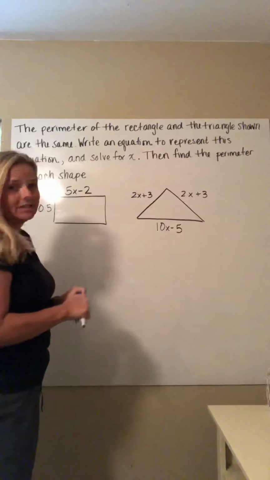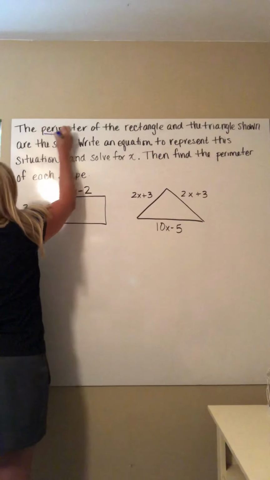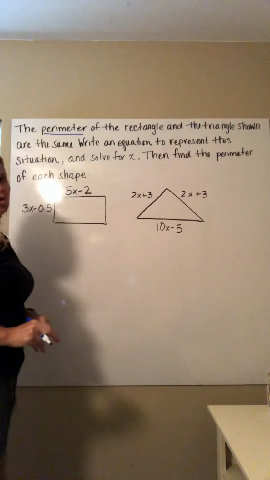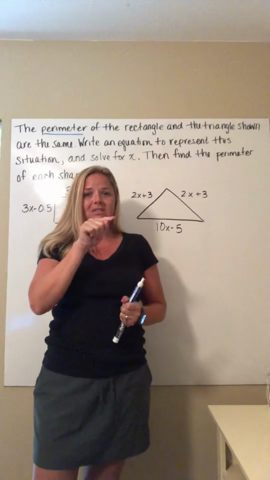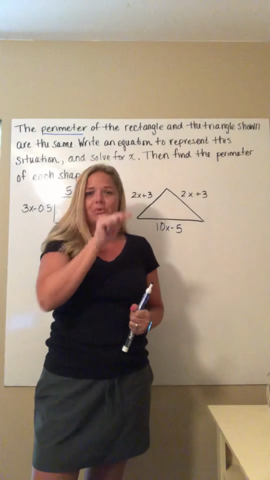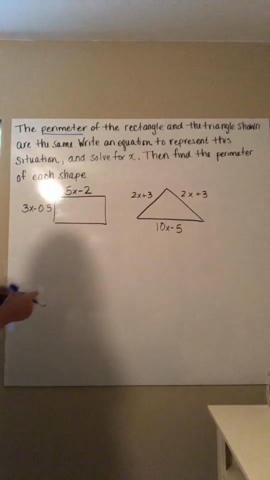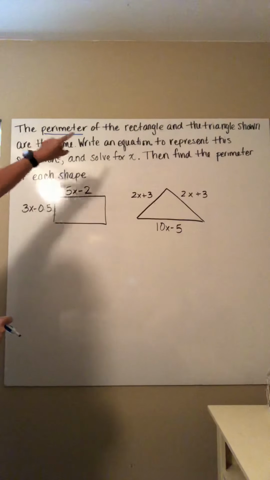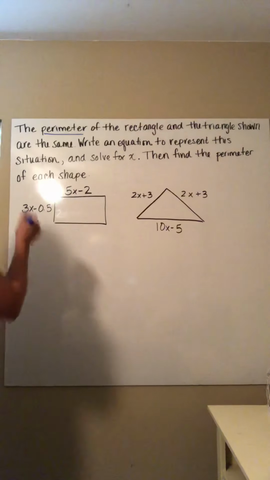The first thing I see is the word perimeter. That's a really important word. Do you remember what perimeter means? The perimeter is the distance around the shape, and to find the distance around the shape, you have to add all the sides together. So it tells me the perimeter of the rectangle and the triangle are the same.